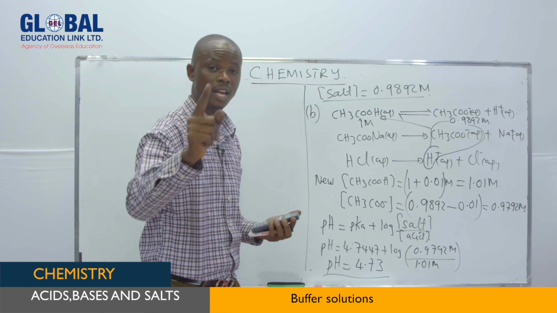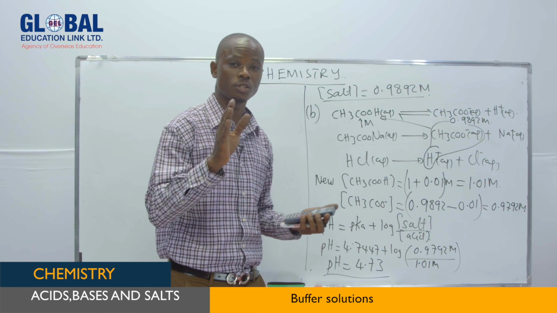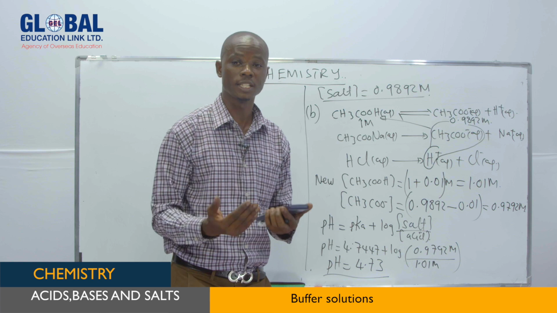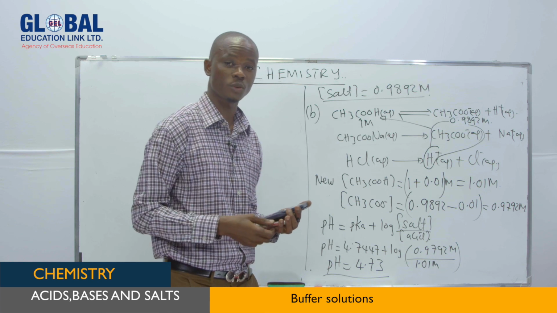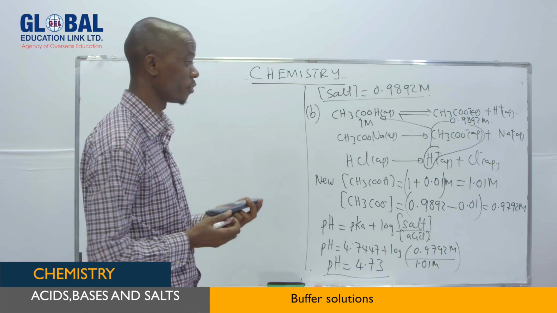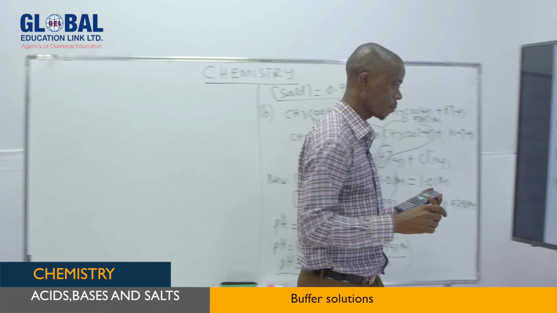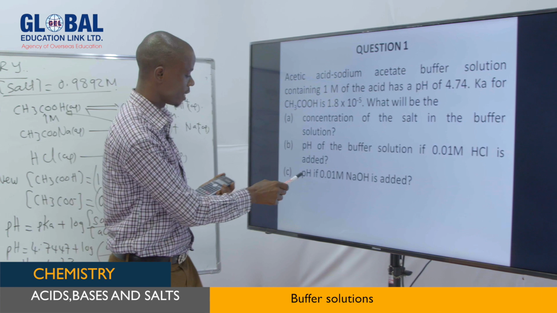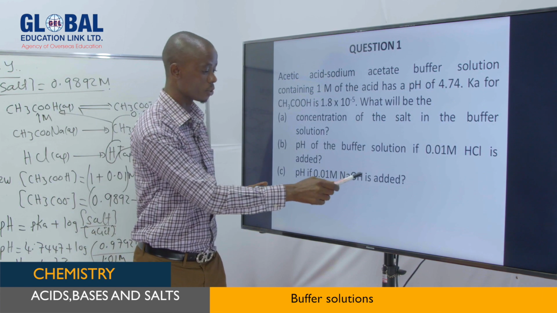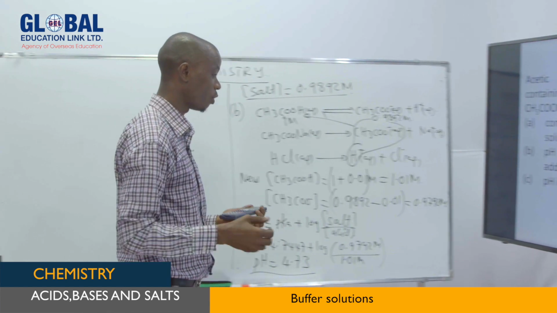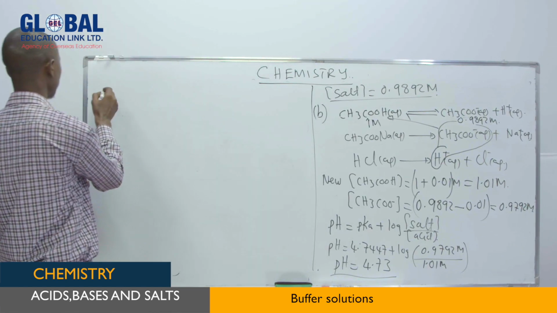The problem which is disturbing most of the students is to see which concentration will increase and which will decrease. So we have discussed this concept together, and I'm sure that you will be confident in answering these problems. Now, part C. Part C says pH if 0.01 molar sodium hydroxide is added. What will be the pH of this solution? Now here also it is very simple. You can solve that one.